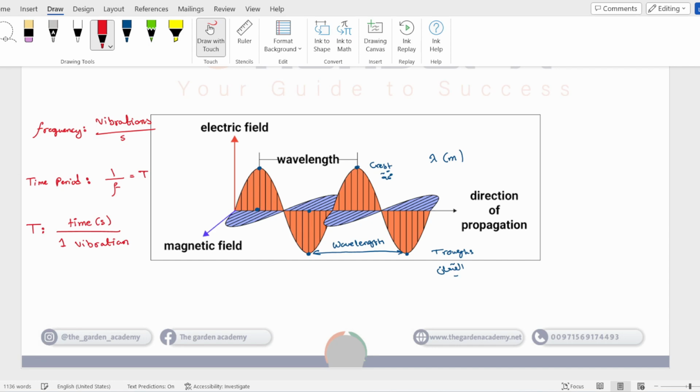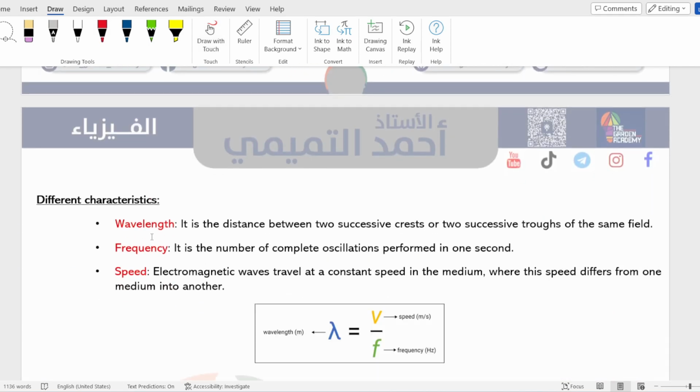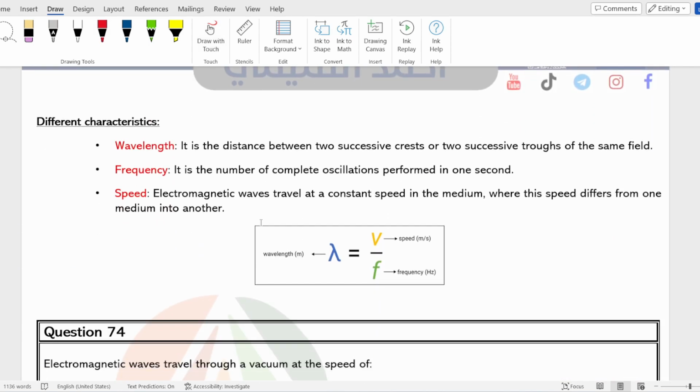طيب. نيجي لهذا الكلام بالتفصيل. أولاً, the wavelength is the distance between the two successive crests or two successive troughs of the same field. الآن, frequency, it is the number of complete oscillations performed in 1 second, and speed, electromagnetic waves travel at a constant speed in the medium, where this speed differs from one medium to another.